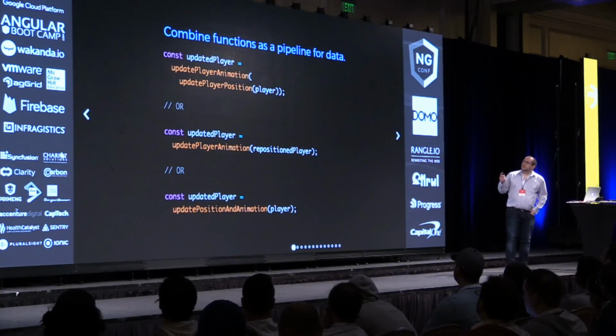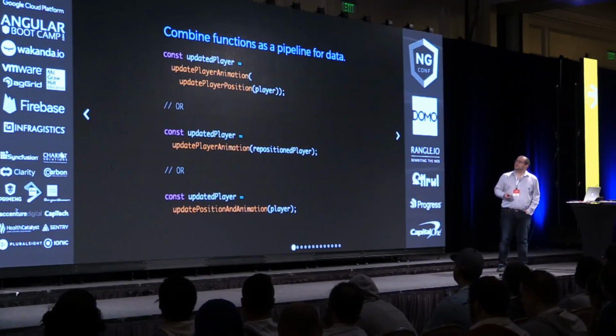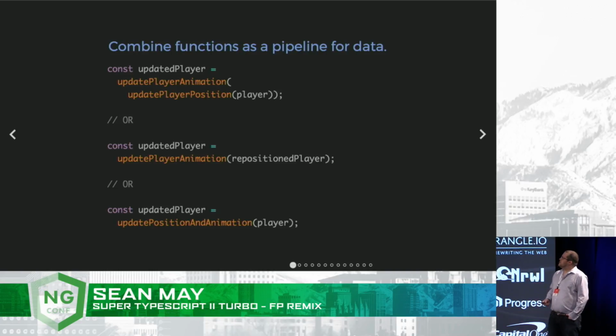Speaking of chaining, that leads us to combos. Right? So you want to combine functions as a pipeline for data. We have this updated player which is going to take some player, and it's going to run it through update player position, then it's going to run it through update player animation. And at the end of that, I have this new updated player. Again, we might do that for threading purposes, we might do it for concurrency purposes, we might just do it for memory safety and module management, and it doesn't really matter.